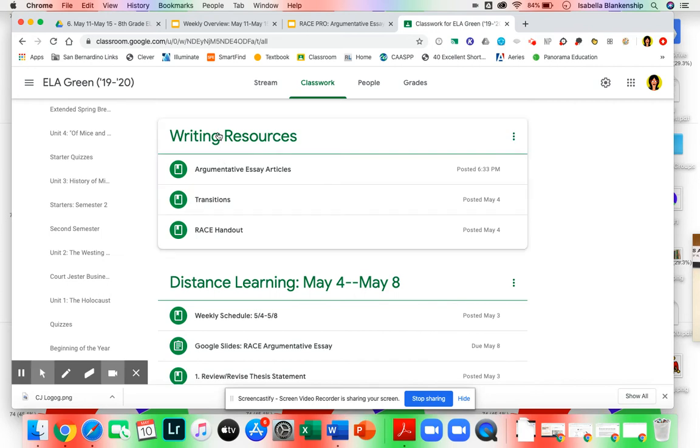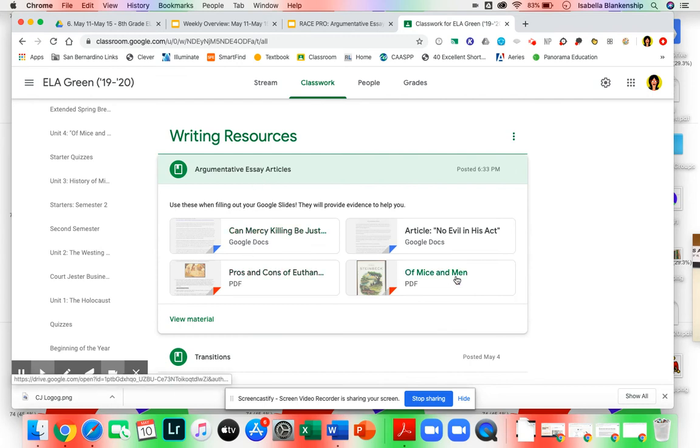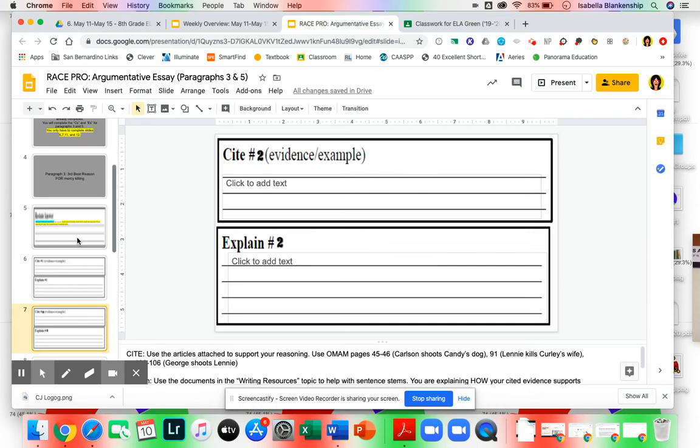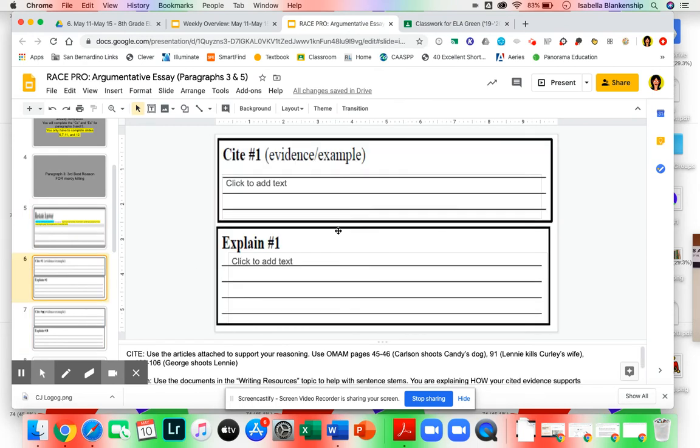If you go back to your classroom, you will see there's a topic called Writing Resources, and underneath that you have material called Argumentative Essay Articles. All 4 sources are listed here. So you are able to open up those documents, and after you open them, you can search for evidence to support this reason that is highlighted in yellow. You will see that you have one piece of evidence to cite and then explain, and another piece of evidence to cite and then explain.